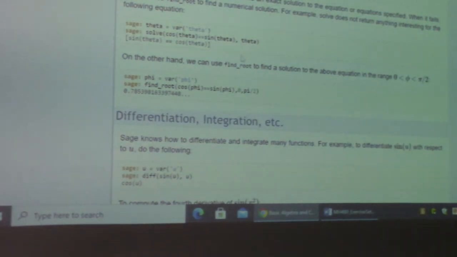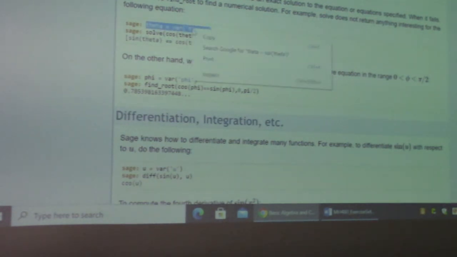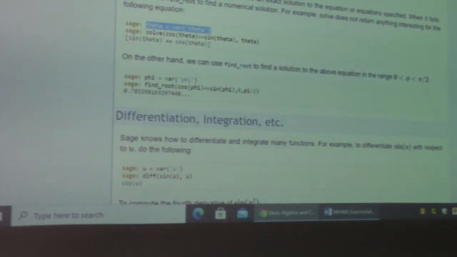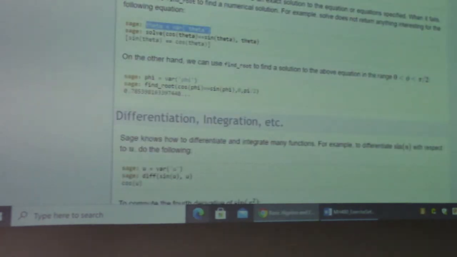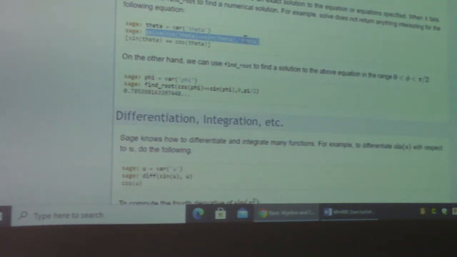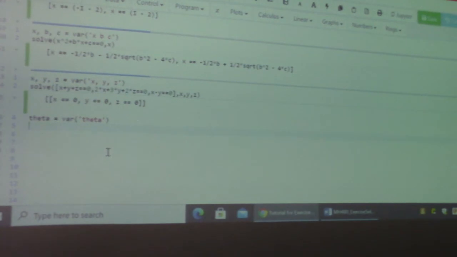How does this work here? Theta equals to variable theta. All right, I think I get that. And then, what's that next line mean? Solve cosine theta equal to sine theta? What's that? It looks like it didn't do anything.